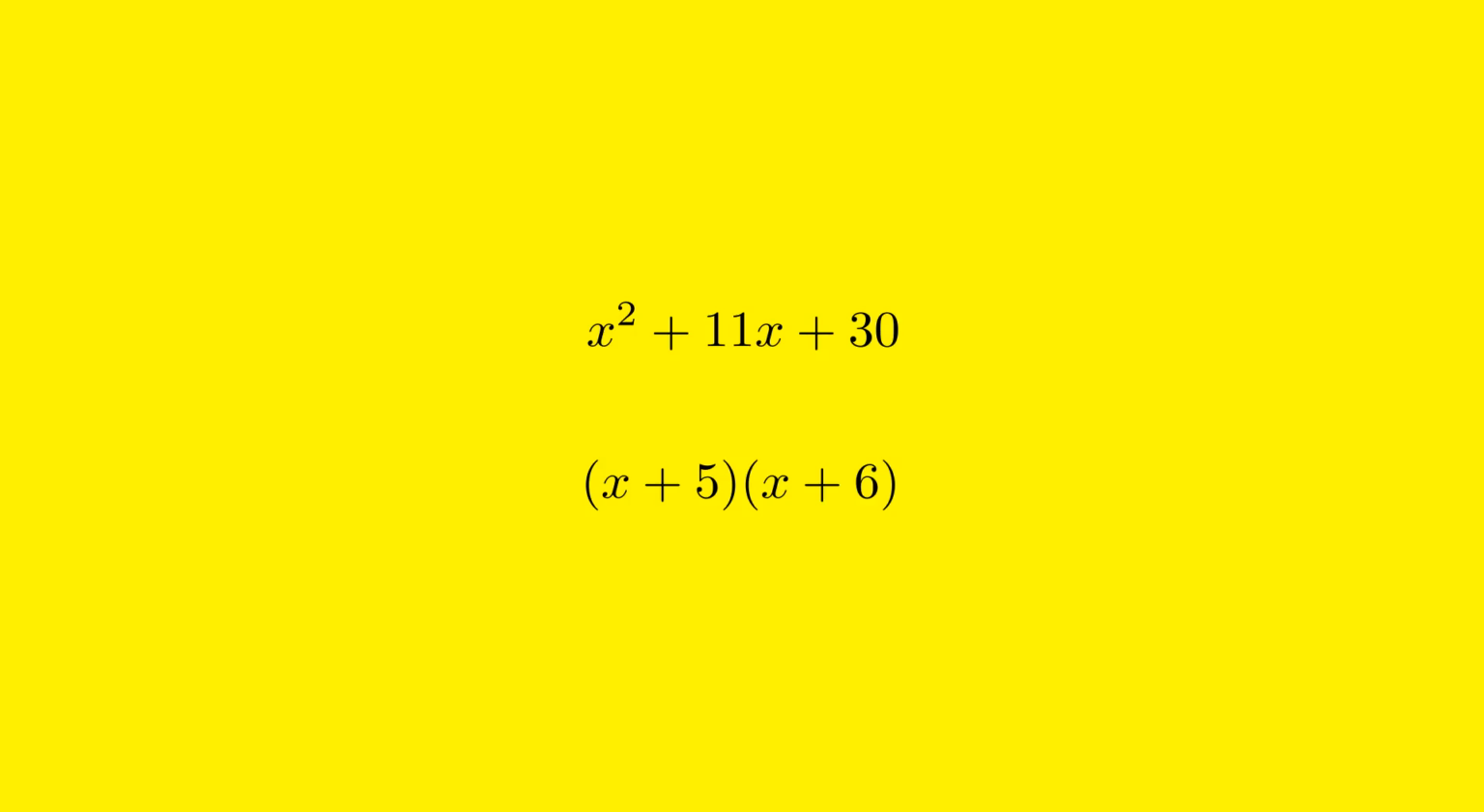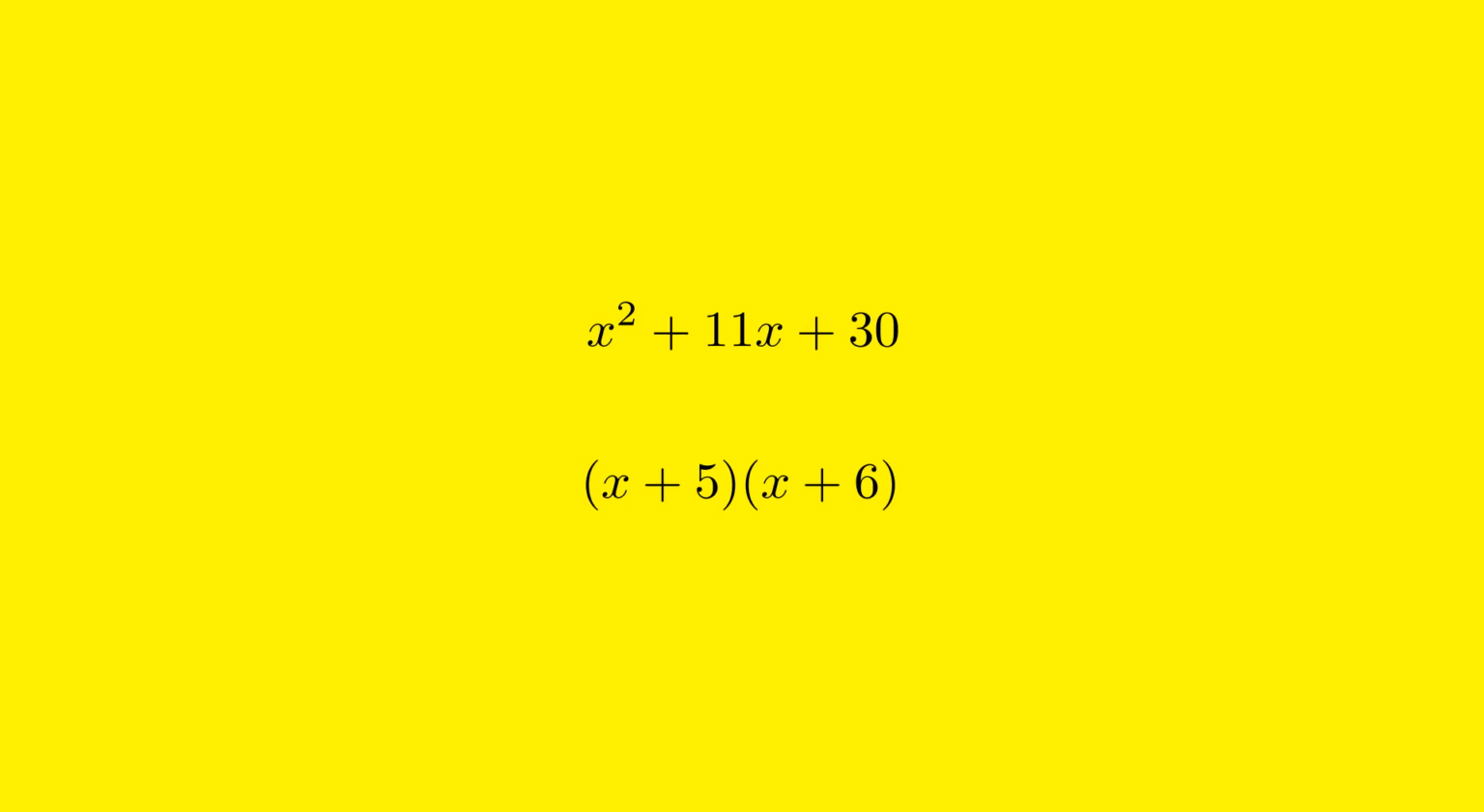To solve the quadratic equation x squared plus 11x plus 30, we start by factoring the quadratic expression. Our goal in this step is to rewrite x squared plus 11x plus 30 as the product of two binomials. Let's look for two numbers that multiply to 30 and add to 11.